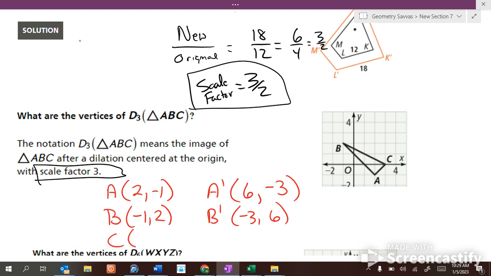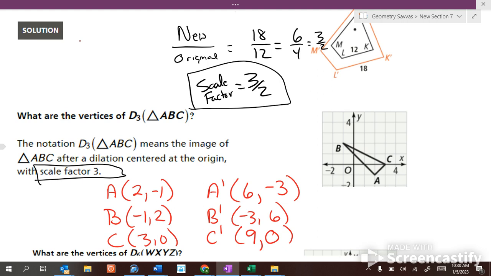C was originally at (3, 0). Where's C prime going to be, Levi? What's 3 times 3? 9. There you go. I knew you knew that. And 0 times 3 is? 0. So it's going to be at (9, 0).